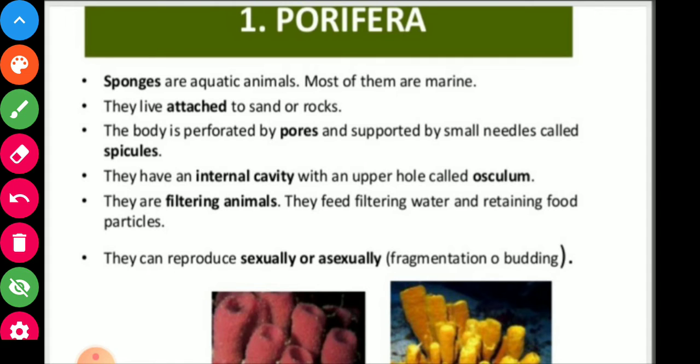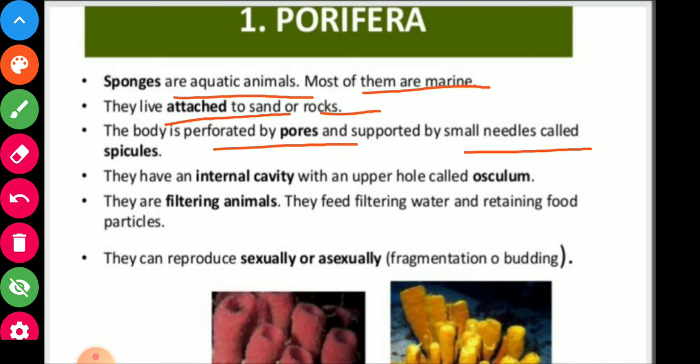So number one, the phylum Porifera, which is having sponges. The sponges are aquatic, found in water, mostly in seawater, attached to the sand or rocks. They have pores on the body, that's why they are called Porifera. They have needle-like structures called spicules, so the body is covered with spicules.